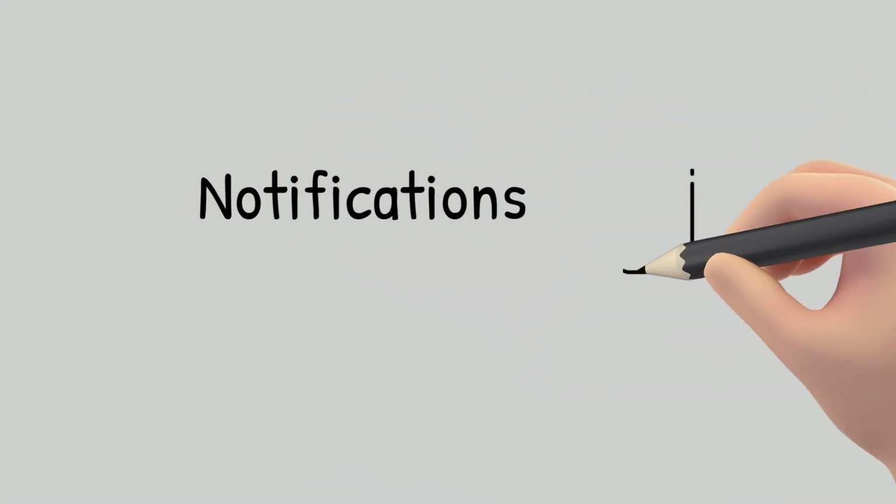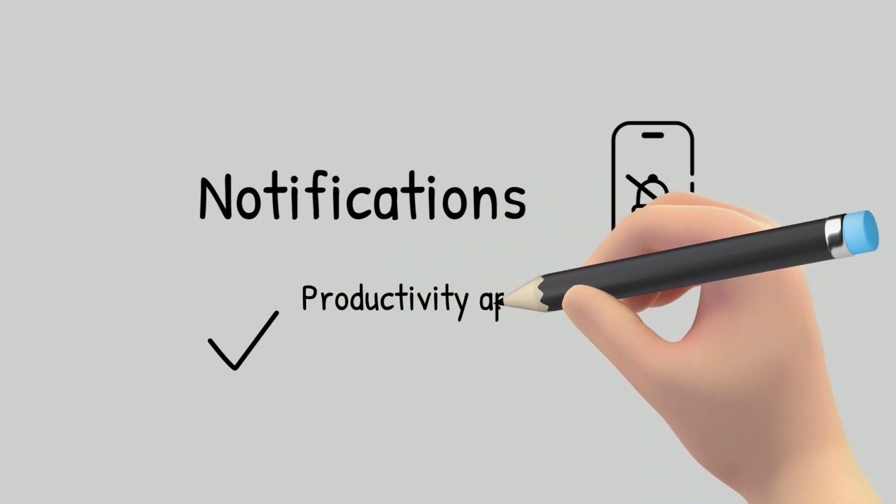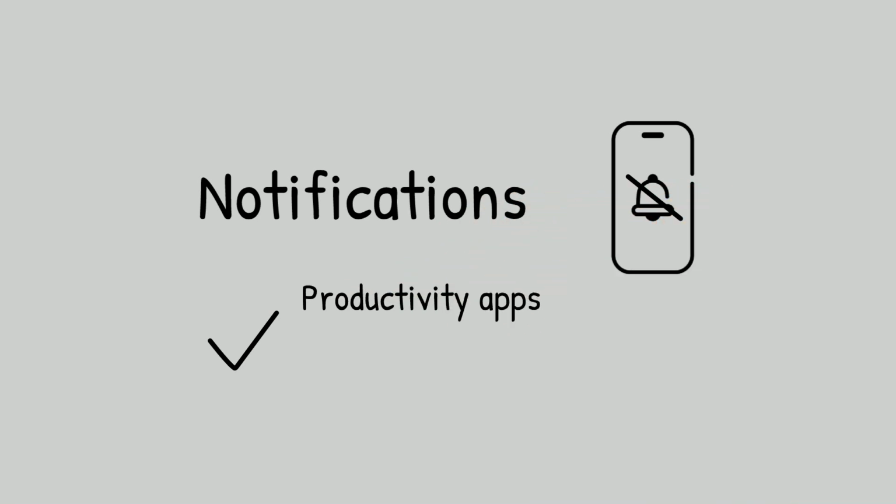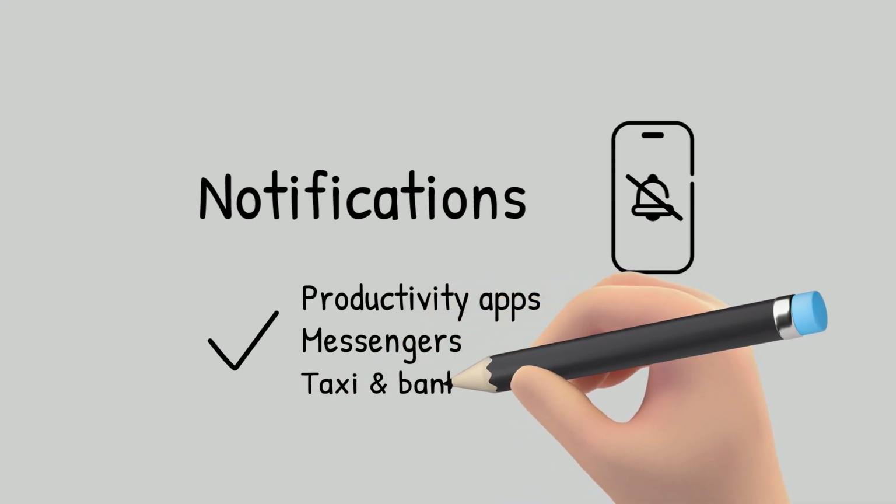Notifications. Notifications can be overwhelming as there are too many apps vying for our attention. The solution is straightforward. Turn off almost all notifications. I only keep notifications from my productivity apps, calendar and to-do app, messengers, and essential services like taxi and banking.